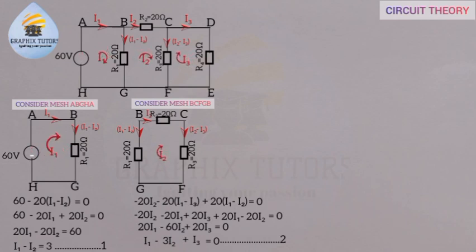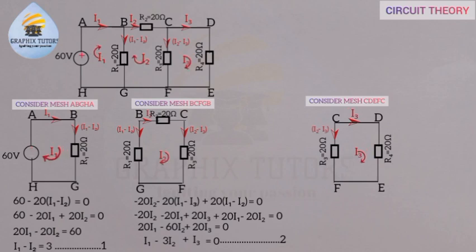Now if you look, we'll consider the third mesh, which is mesh 3, CDEFC. This is what I have here. Now if I do the same thing, I discover that I'm moving in a clockwise direction, right? I will start from point C. So we are moving in the same direction. I3 is moving. Remember, I3 is not splitting. It is just moving from C to D to E to F. So it is just one current flowing, right? So that's why we're not having any subtraction of current there. So since the current I3 is moving, it's in series with the resistor there.